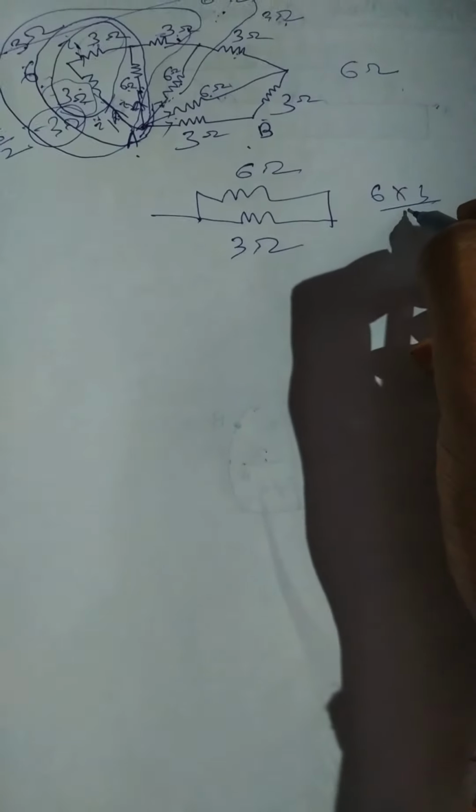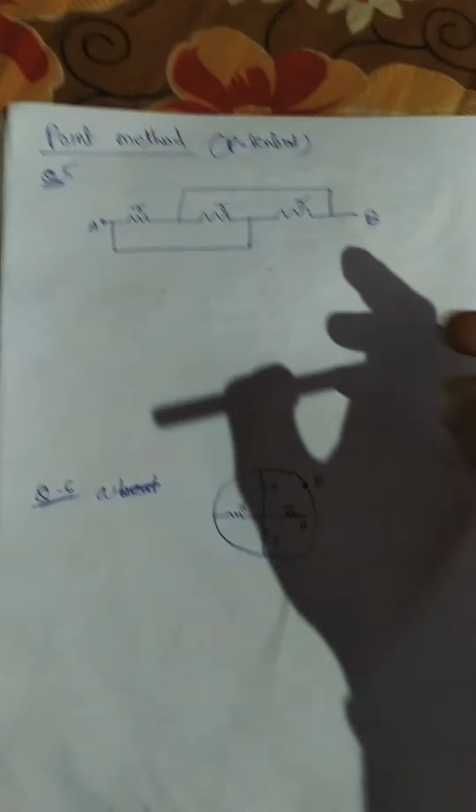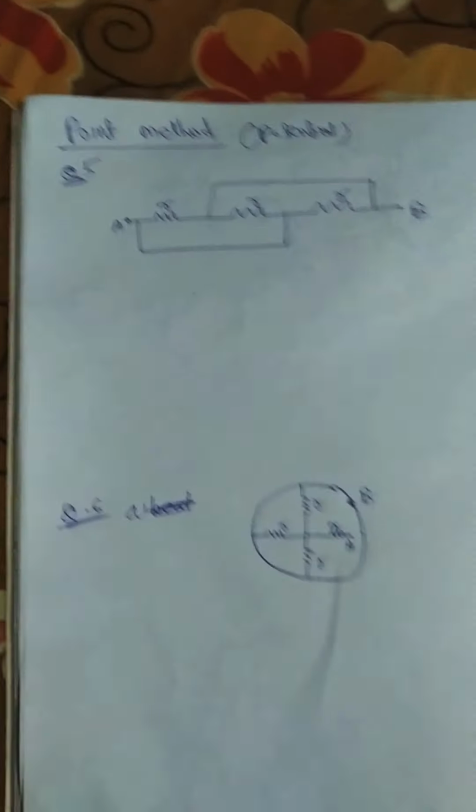So total is 6 into 3 by 6 plus 3, which is 9. So 2 ohm resistance. So the equivalent is a 2 ohm resistor. Okay. Then come to the point method. Okay, point method. Find the equivalent resistance between A and B.